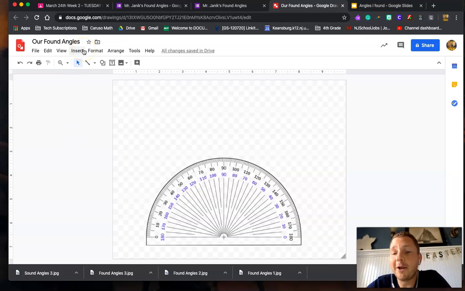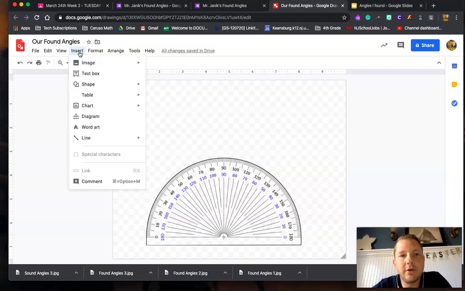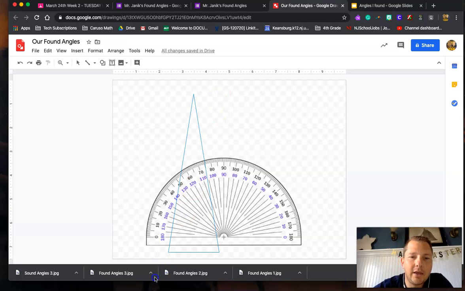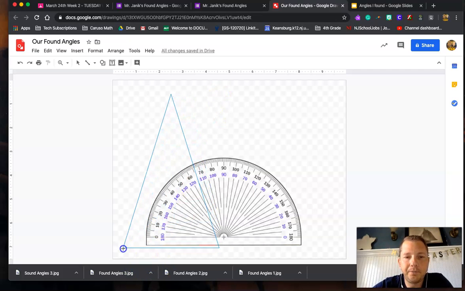If you don't remember, I'm going to quickly show you how to put a picture in here. So here you are in your Google Draw. Come up to Insert. We're going to start with Shapes. And when you look at shapes, they already give you triangles. Fancy, right? And let's put in that triangle.